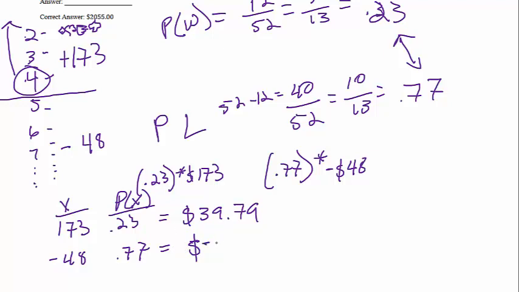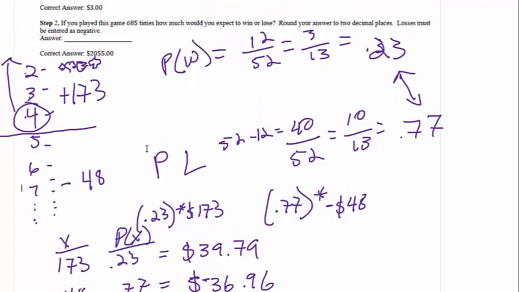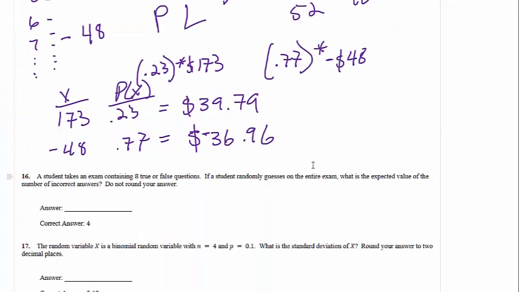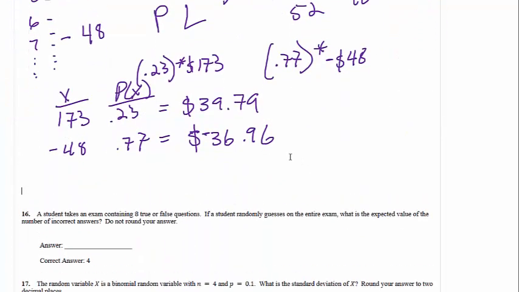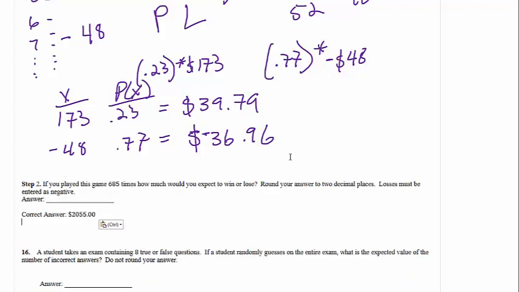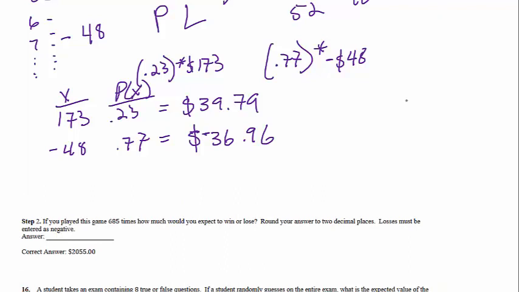negative 36.96. But there's a second part of the question up here. There's a second part of the question that asks, well, let's just move it because we can. I'll put it over here. Oh, I'm sorry. We didn't actually take the average, did we? We just kind of played with it. So now I have to add these together.